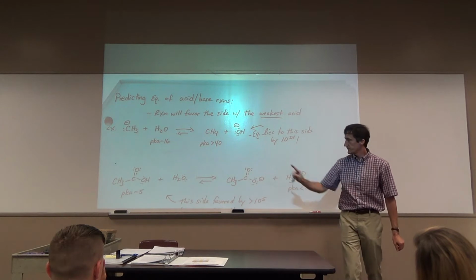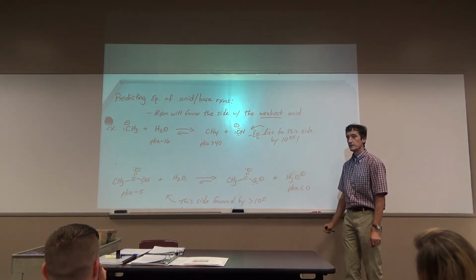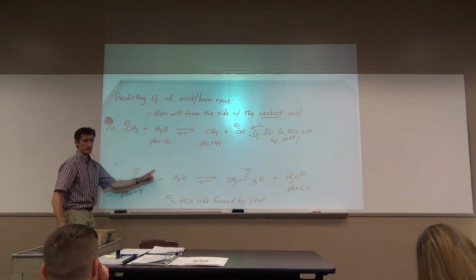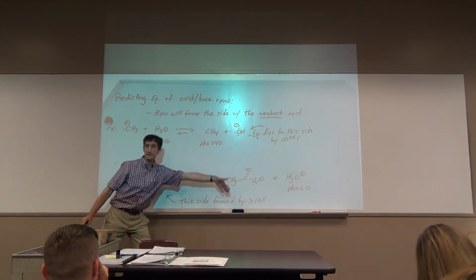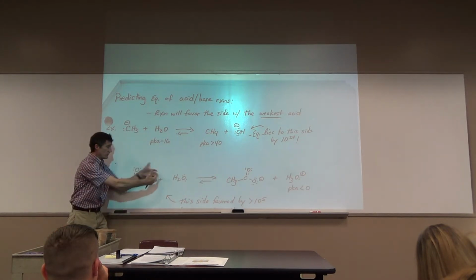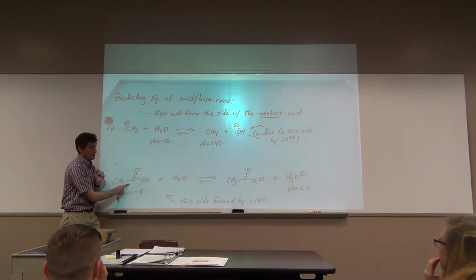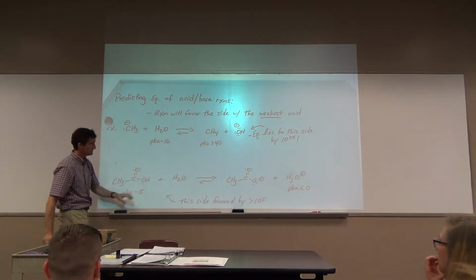Which side's favored? 5 or less than 0? Less than 0. I'm sorry, 5. 5, the weaker acid. The weaker acid has a higher pKa. This side is actually favored. That is, acetic acid, if you put it in water, doesn't completely ionize. Actually, more of it stays like this. What is the equilibrium? How much is this side favored?